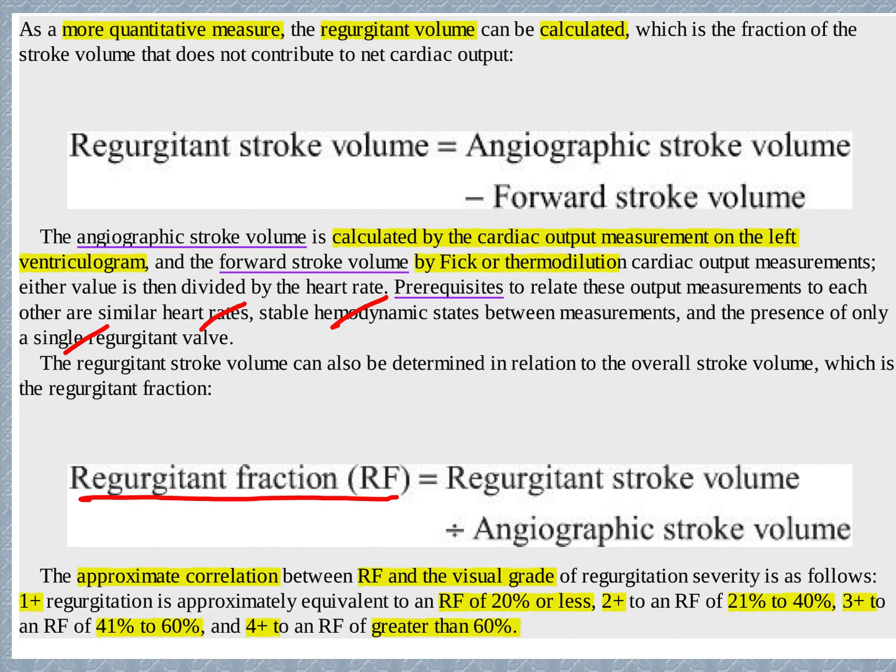Now, how can we get the regurgitant fraction? It is pretty simple. We already have the variables. You take the regurgitant stroke volume and divide this by the angiographic stroke volume. This will give you a fraction. And after you have this fraction, go and correlate it with your visual grading. In general, 1 plus is a regurgitant fraction of 20% or less. 2 plus correlates to a regurgitant fraction of 21 to 40%. 3 plus is 40 to 60%, and 4 plus is more than 60%.